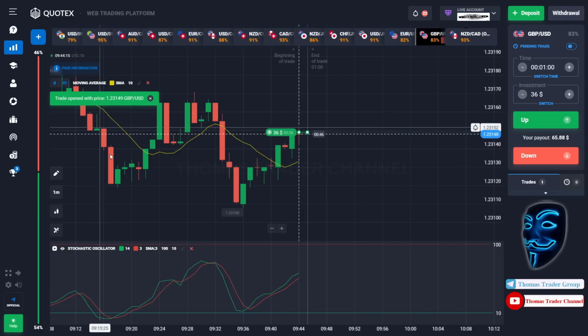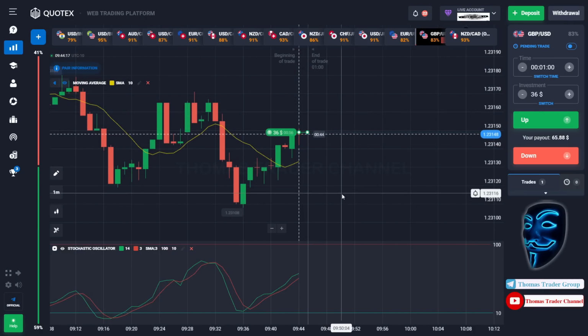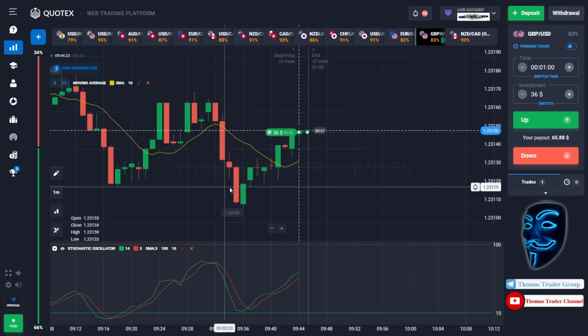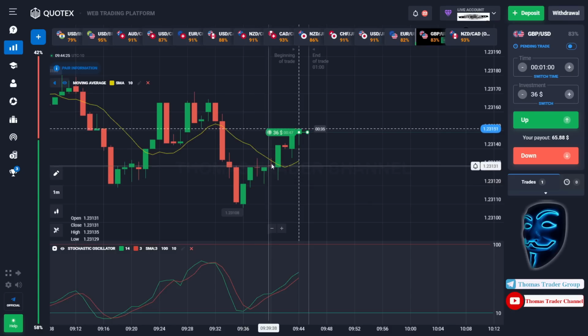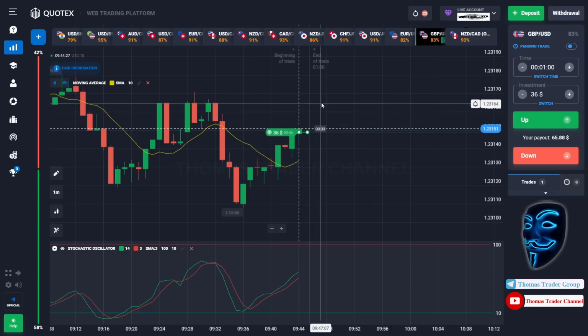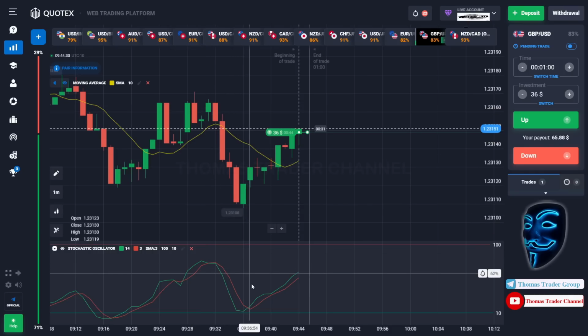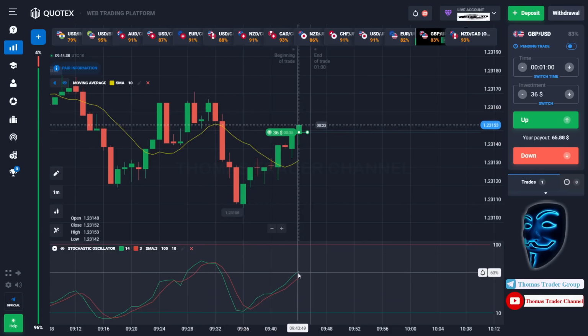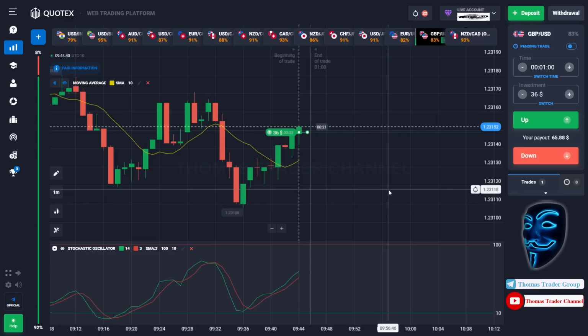As you can see, the market is going sideways and the market has just made a rebound on the support area. I'm sure that the market will still continue the bullish trend. And it will find the resistance area over here. As you can see, the stochastic oscillator is also facing bullish trend. Let's prove it and let's wait till the end of our trade.